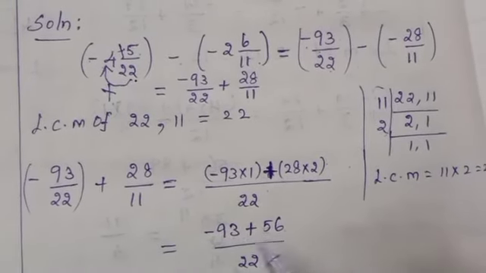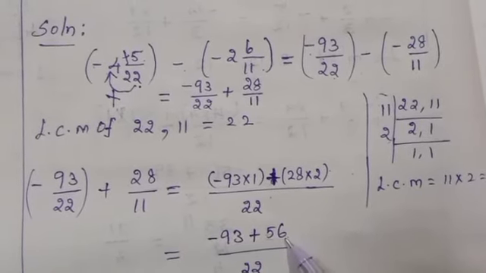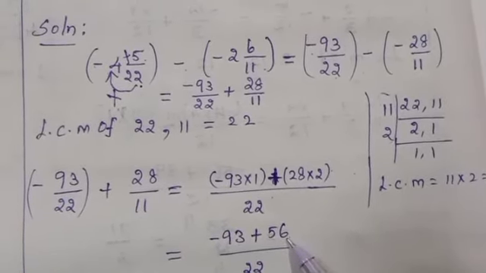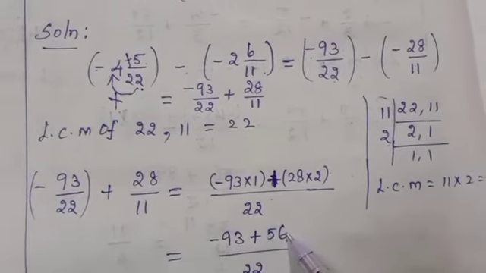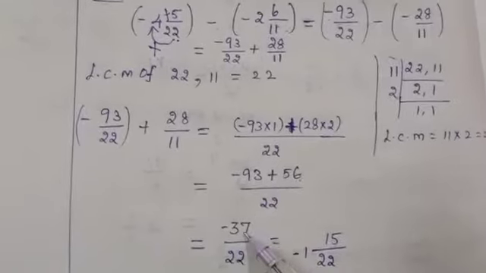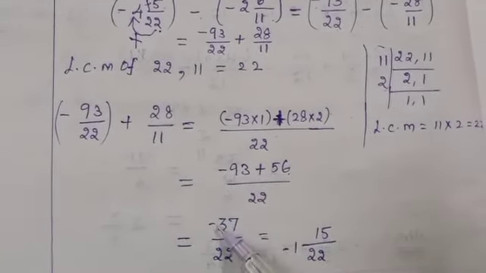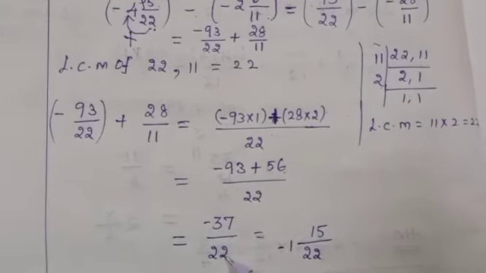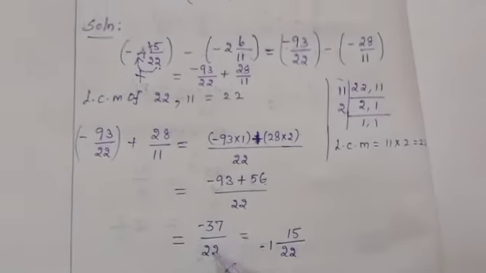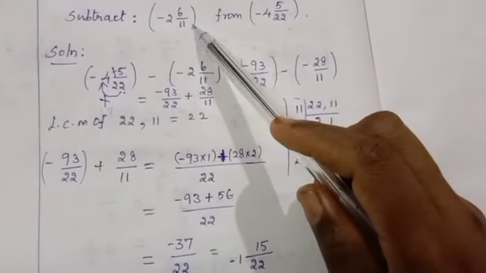These two integers have different signs. For different signs you have to subtract: greater number minus smaller number. 93 minus 56, that is 37. After finding that, use the greater number's sign. Minus 37 by 22. Listen, students, the given problem is an improper fraction.